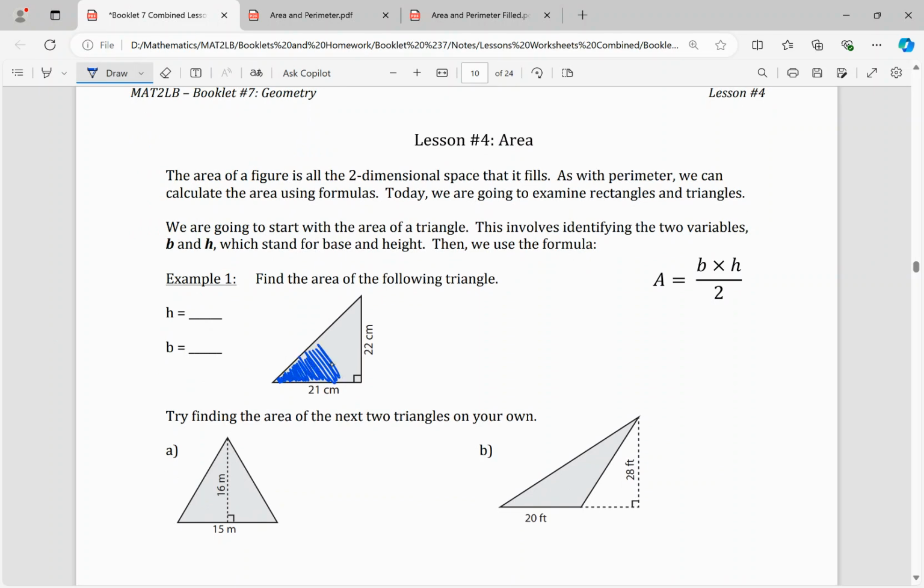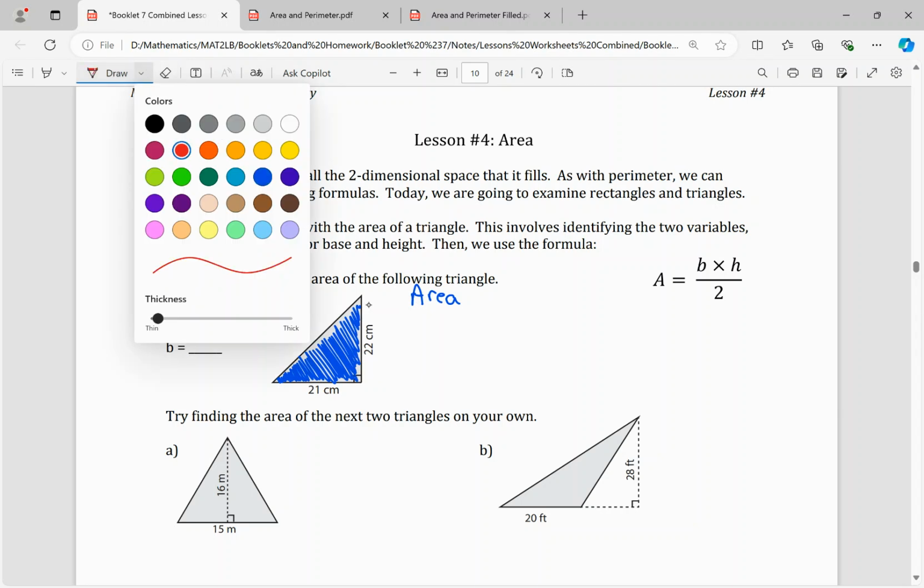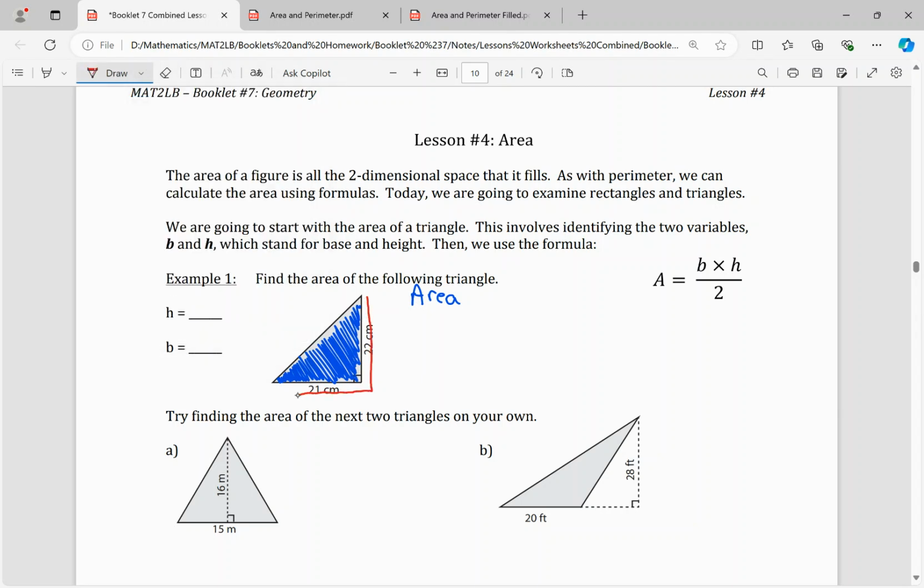In other words, this area that I'm highlighting in blue is what we would call the area, the size of that, versus this distance that I'm drawing in red would be the perimeter.